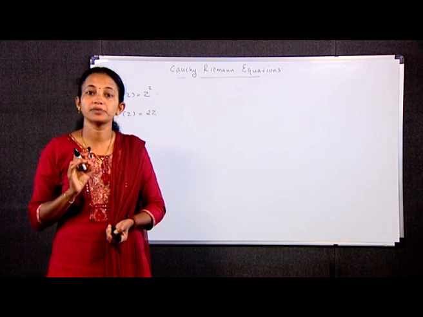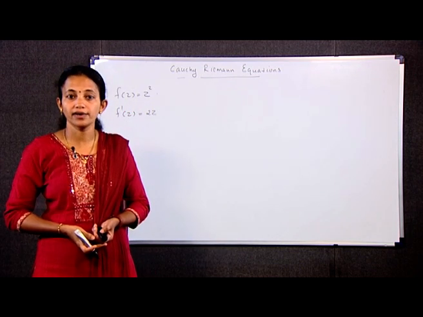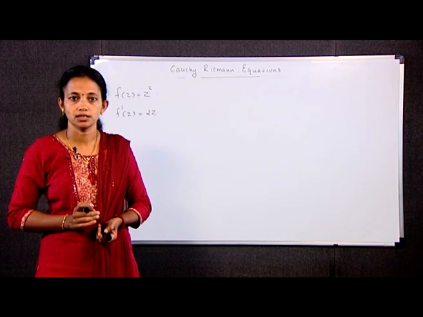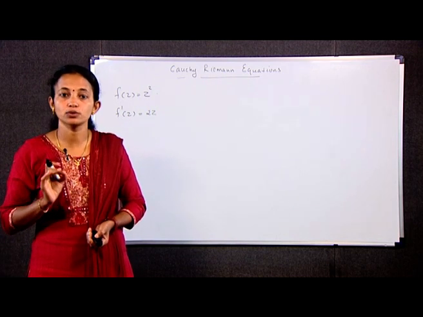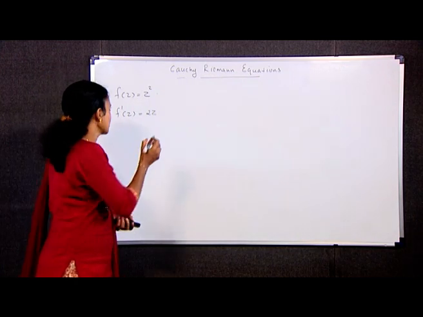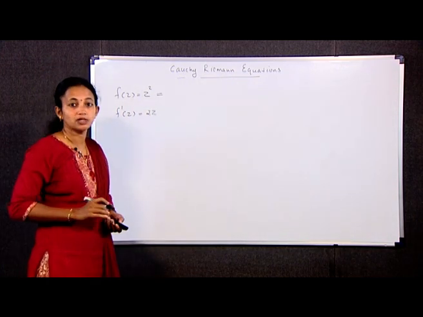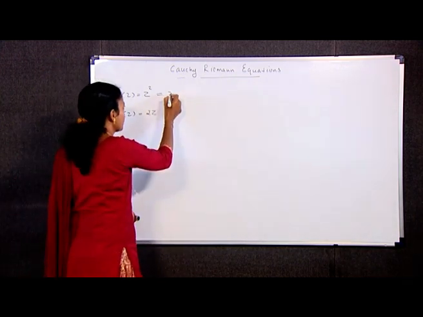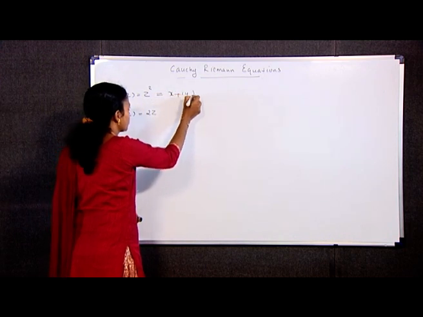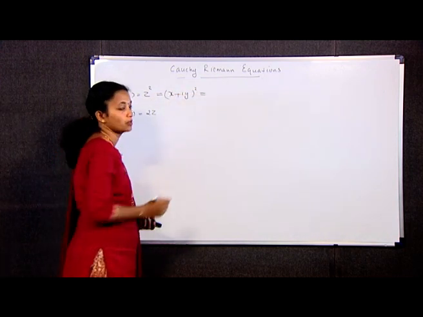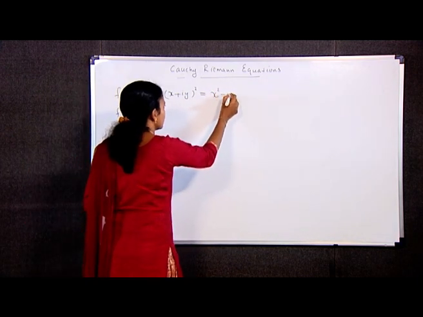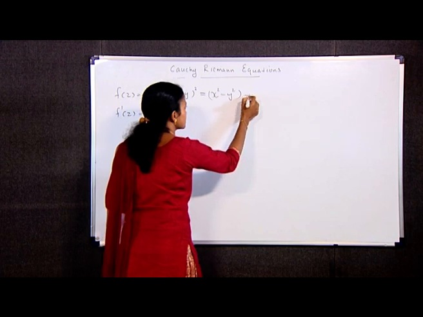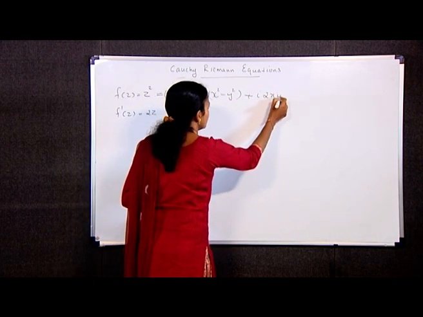Hence, the theorem is applicable. To verify that the Cauchy-Riemann equations are satisfied everywhere, we note that f(z) is equal to z squared, which can be written as (x plus iy) whole squared, which is equal to x squared minus y squared plus i into 2xy.